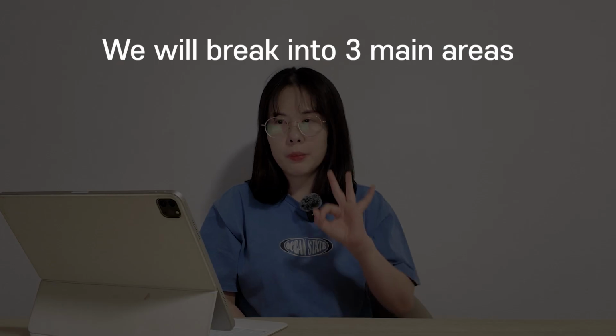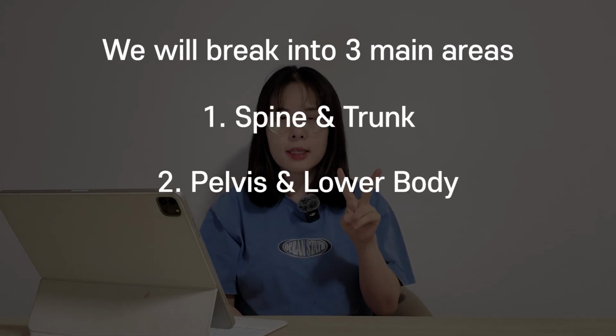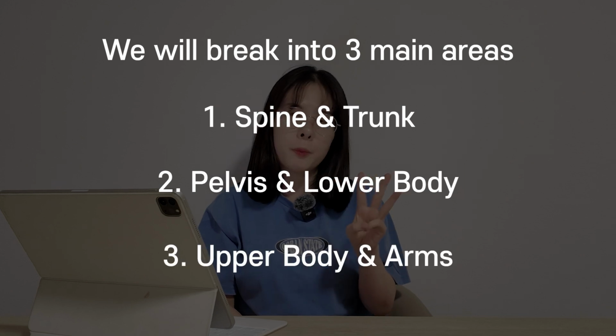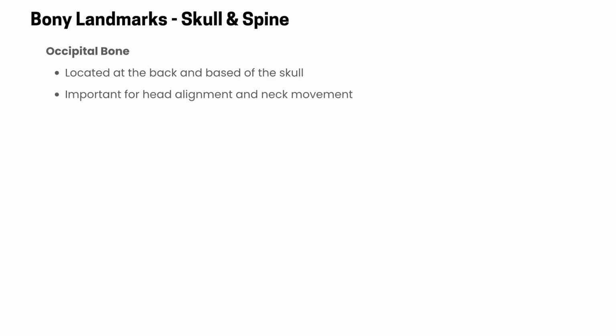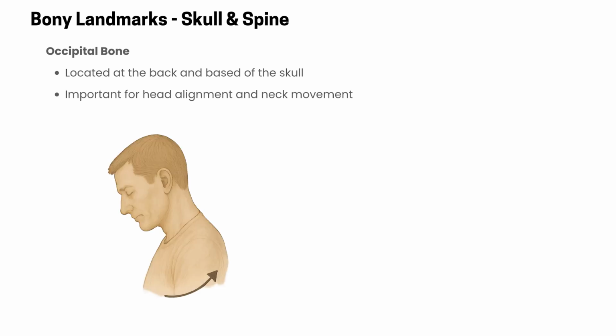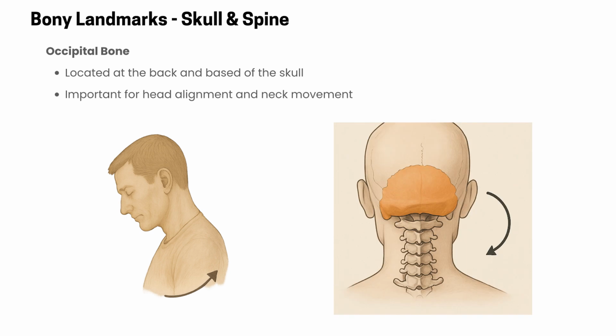We'll break into 3 parts. First, spine and trunk. Second, pelvis and lower body. And third, upper body and arms. Firstly, we're going to look at the skull and spine. Occipital bone. It is located at the back and base of your skull. It is important for head alignment and neck movement. I want you to try gently nodding. Can you guys feel the subtle movement that comes from the occipital bone?